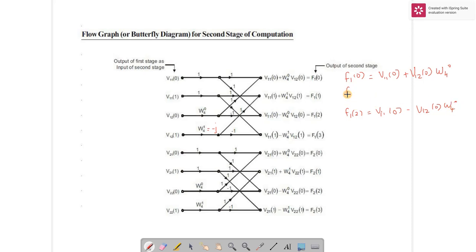Next, F1 of 1, so we'll be pairing the second line and fourth line: v11 of 1 plus v12 of 1 into W4 power 1. F1 of 3 will be v11 of 1 minus v12 of 1 W4 power 1. The same procedure will be followed here for the next 4 lines.